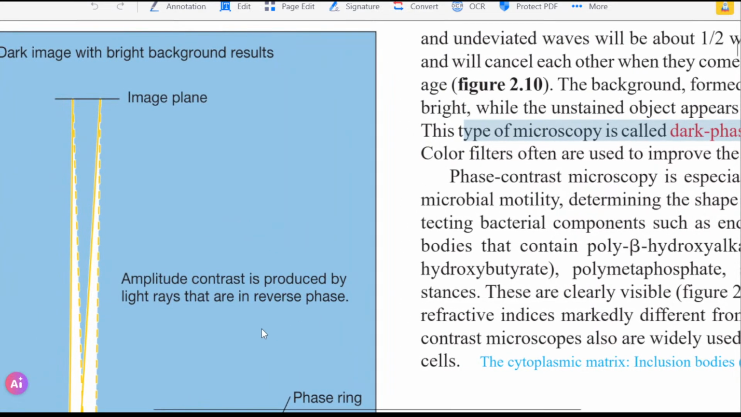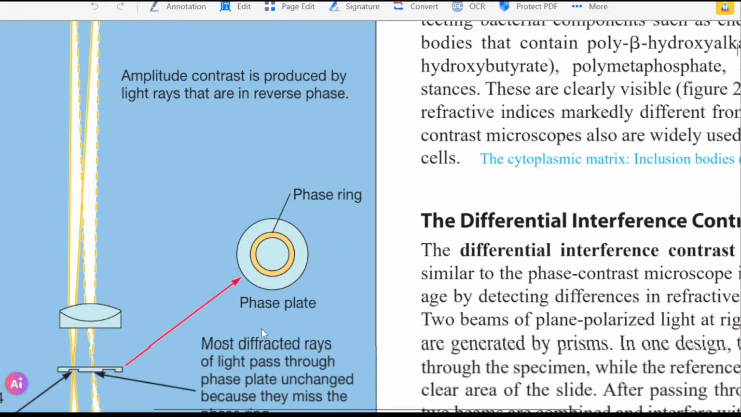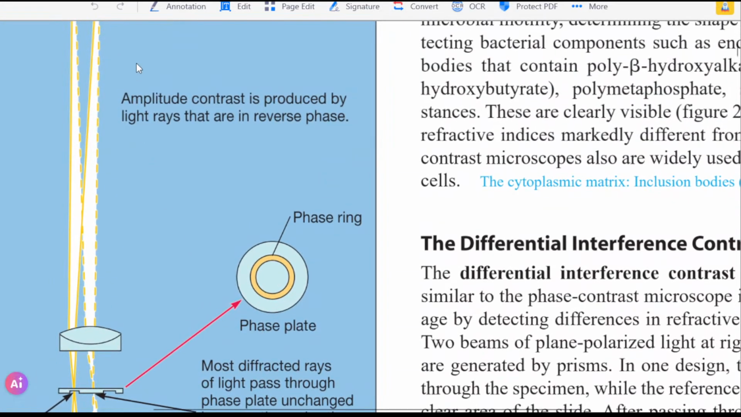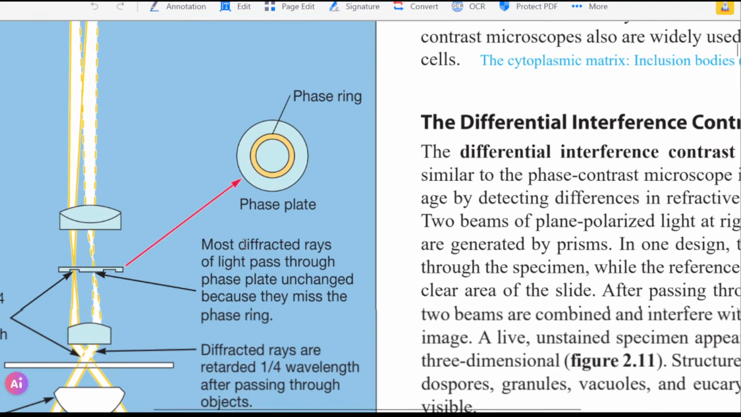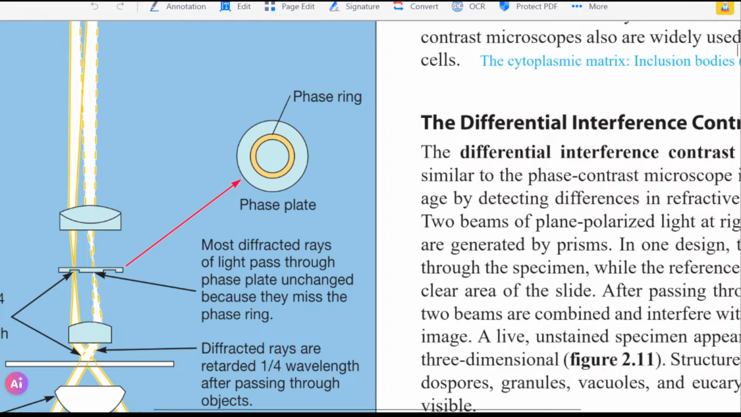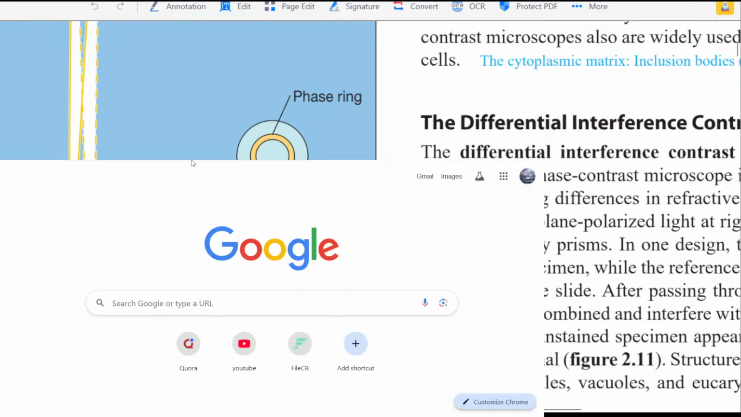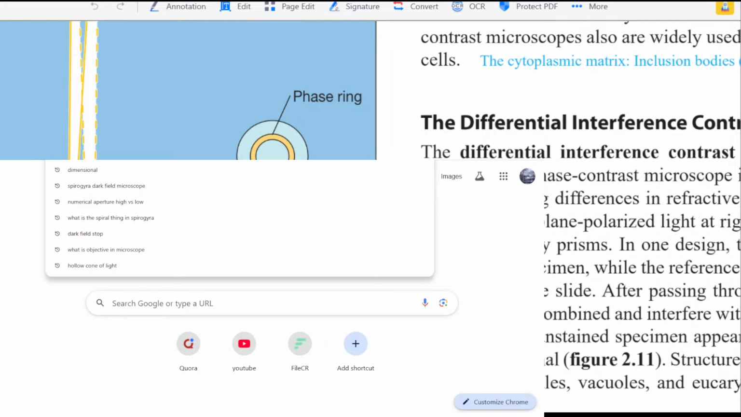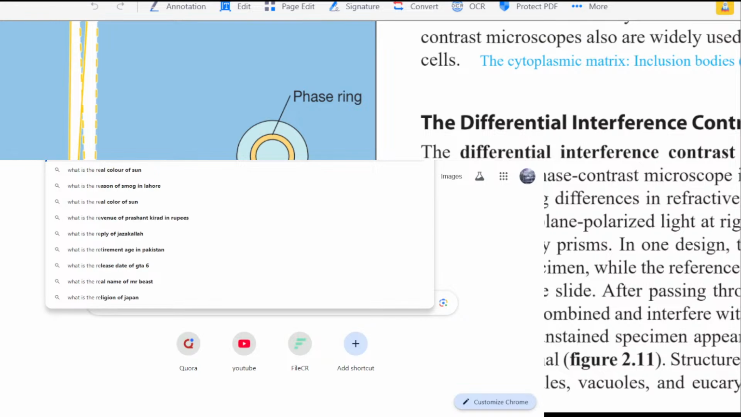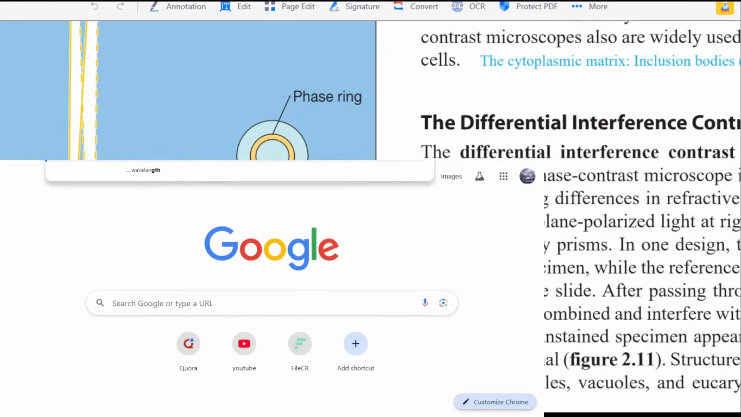I kind of get the gist of it, but I don't think I'm completely clear with it. Amplitude contrast is produced by the light rays that are in reverse phase. Guys, shouldn't we search, wait, we should search what is the retardation of wavelength. I think we'll get it from here.